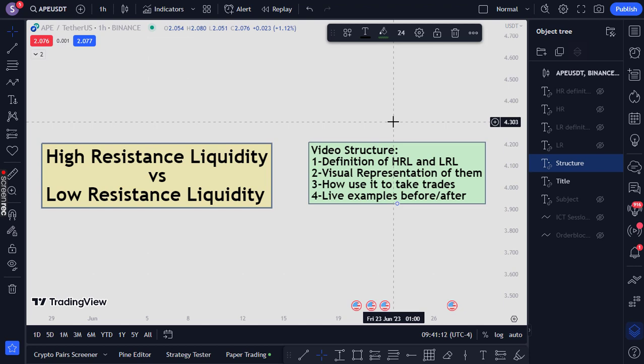And at the end, I'm gonna show you live examples from this previous week. So examples that I have predicted. I took a screenshot before and after. I'm gonna walk through the narrative and show you exactly how to apply today's lesson in live markets. So without any further ado, let's just get started.